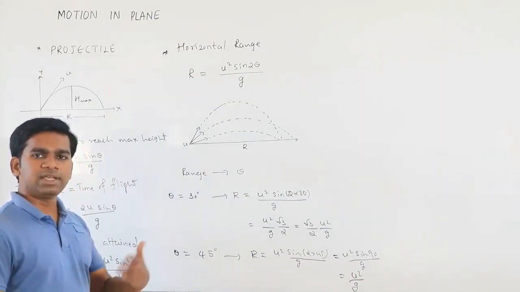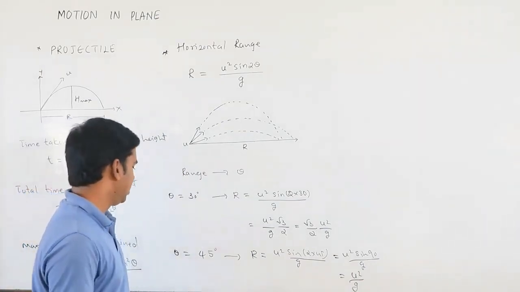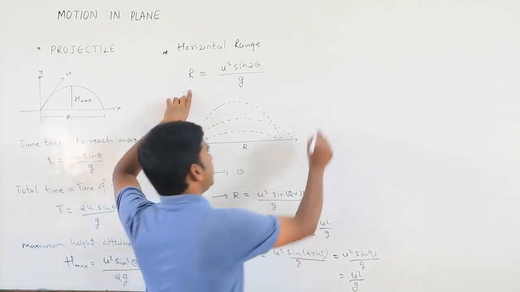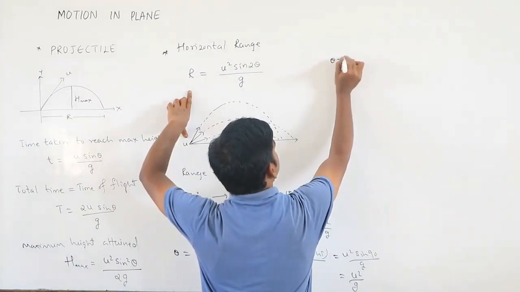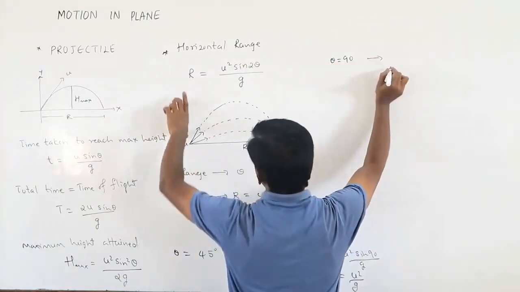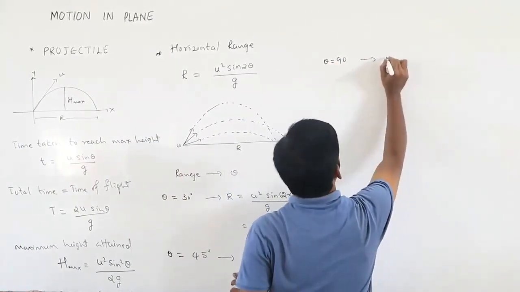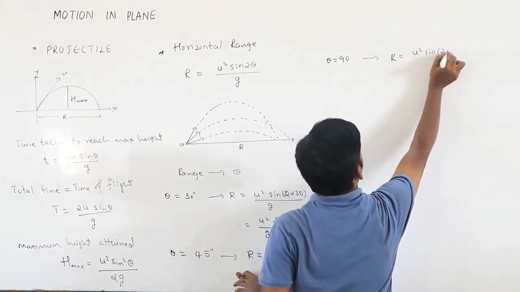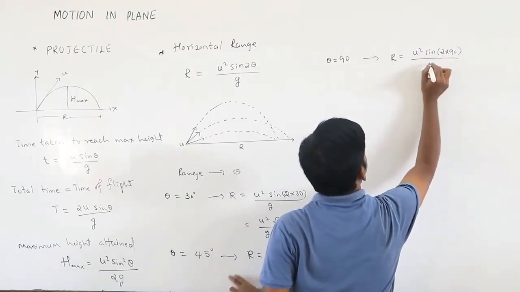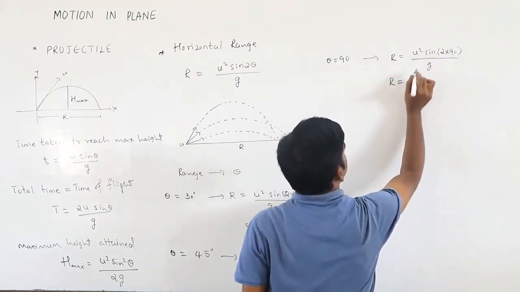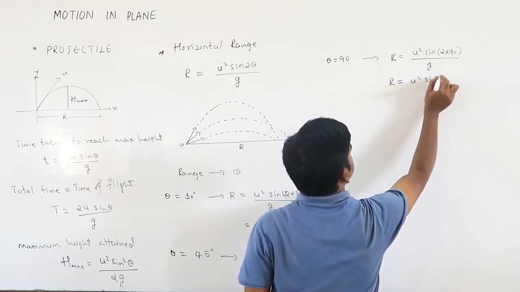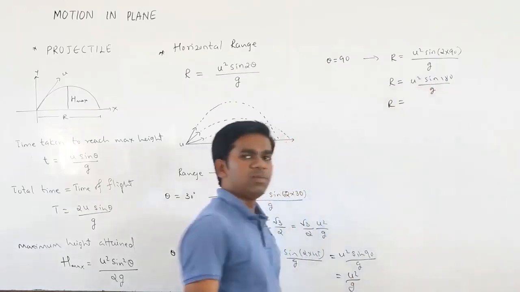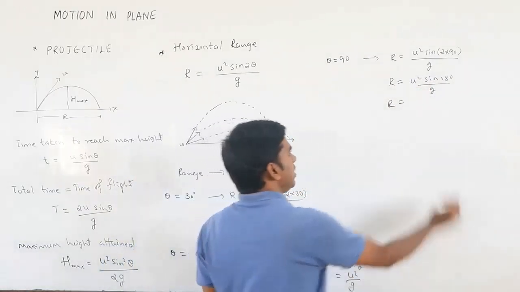Then you may ask me, if you take 90 degree, what will happen? If theta equals 90 degree, R equals u square sine 2 into 90 divided by g. So R equals u square sine 180 divided by g. Sine 180 is nothing but 0. So range will become 0.